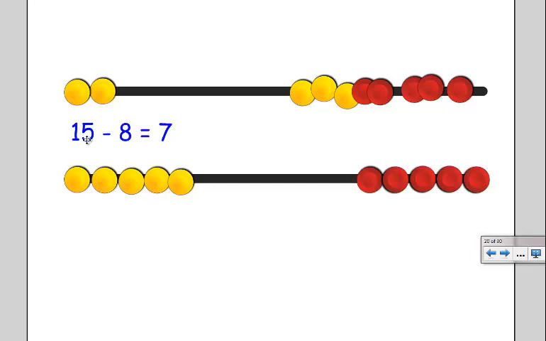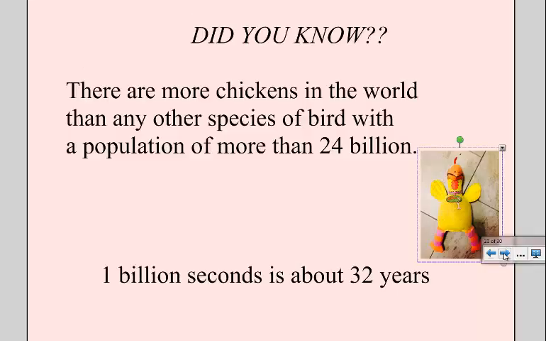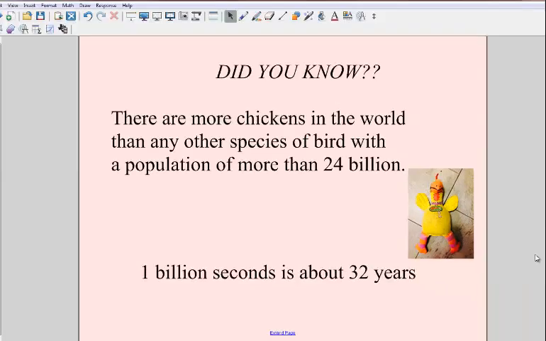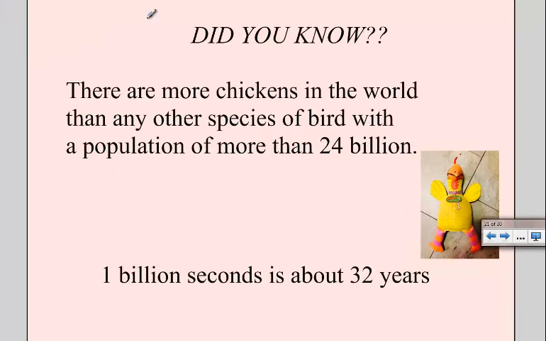Let's check out our fact of the day. Today our fact is about chickens. In fact, there are more chickens in the world than any other species of bird. There's a population of more than 24 billion chickens. To give you an idea how big a billion is, 1 billion seconds is 32 years. I'm going to write the number billion up here so you can see it. So you can see how big numbers can get. And that's how many chickens there are in the world.